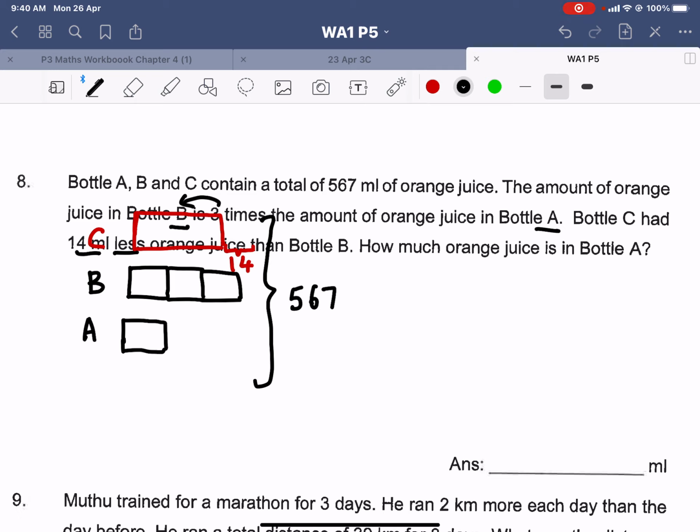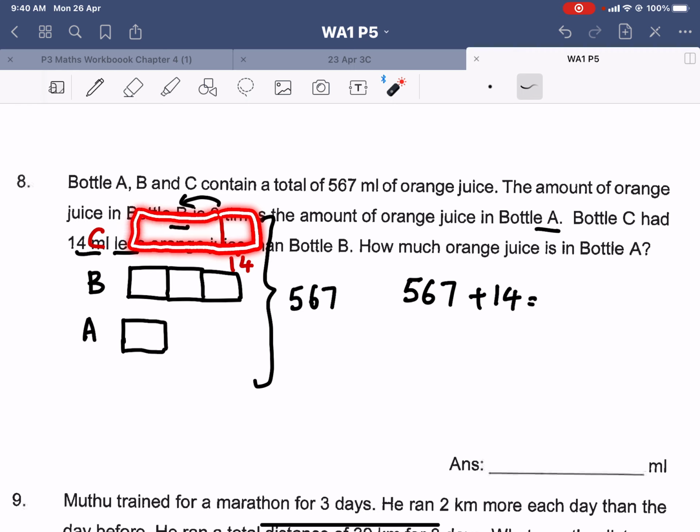And the total gives us 567. Alright, now the first step to do this is actually to take 567 plus 14. Do you know why I add the 14? Because when I take the total and I add 14, I'm trying to make this 14 come back alive. So 14 originally was not inside. Now I'm trying to add the 14 in. So now this becomes a full 3 units, just like bottle B. So when I add the 14 back, I'm trying to imagine 14 is inside. And now bottle C is like 3 units again, just like bottle B. Okay, so that's the purpose why I do that.